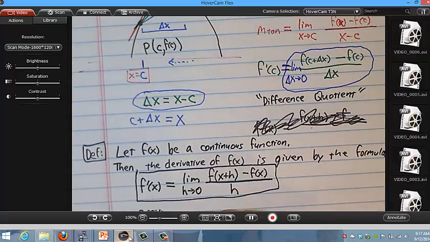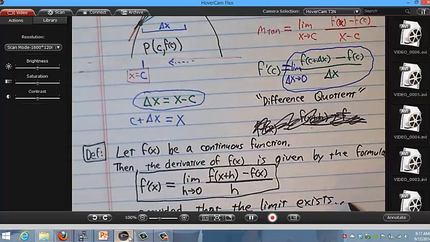Provided that the limit exists. Because we've seen lots of problems where the limit doesn't exist. We've also seen lots of problems where the limit does exist. But if you have a continuous function, what's the first thing you always try? Continuous, you just plug in, right?